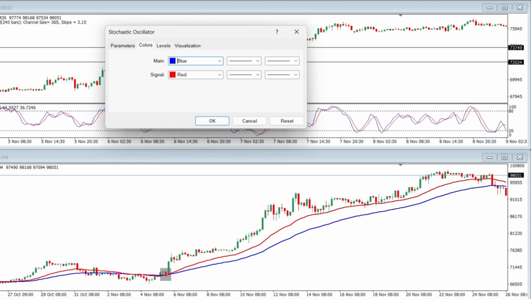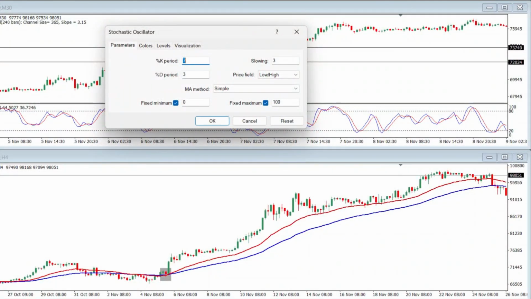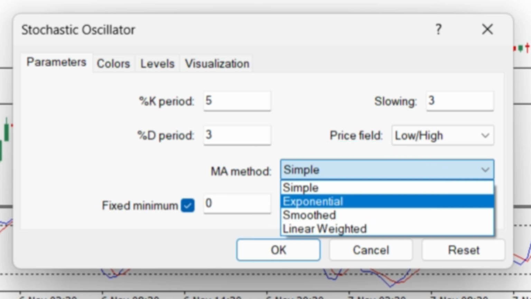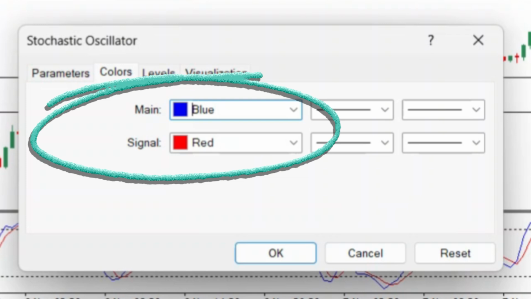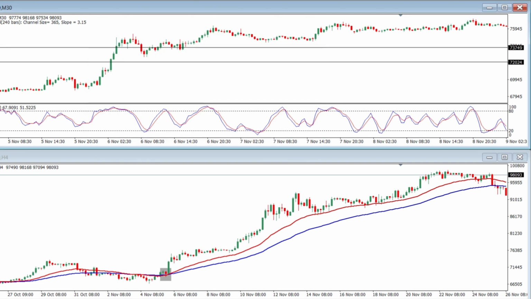We go to the parameters, put the K at 5, okay, and keep the D at 3. That is the standard setting. Okay, here if you want, you can move to exponential, all right, and then you put okay. So the K percentage is red in color and the D percentage is blue in color. You close the window and you can see clearly over here.